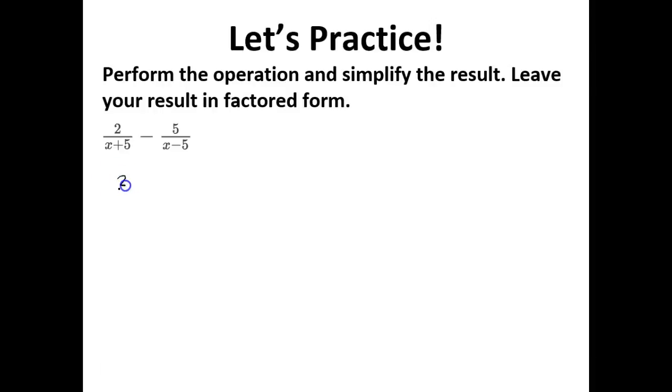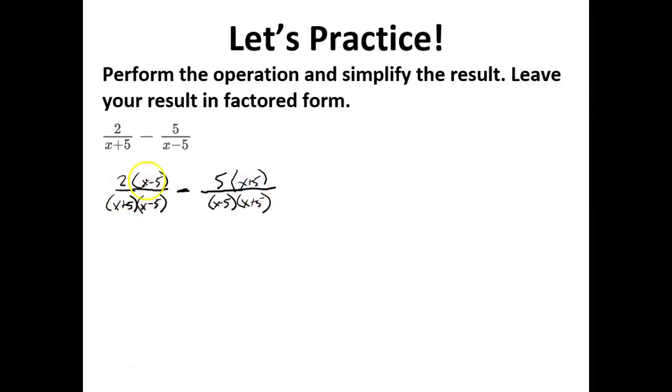The 2 over the quantity x plus 5, what is this fraction missing in the bottom that this one has? It's missing the factor of x minus 5. If we do that to the bottom, we have to do it to the top, just like we would do with normal fractions. And then minus the 5 over x minus 5, compared to this one, it's missing the x plus 5. So we're going to put the x plus 5 in the bottom. If we do that to the bottom, we have to do it to the top, like that.